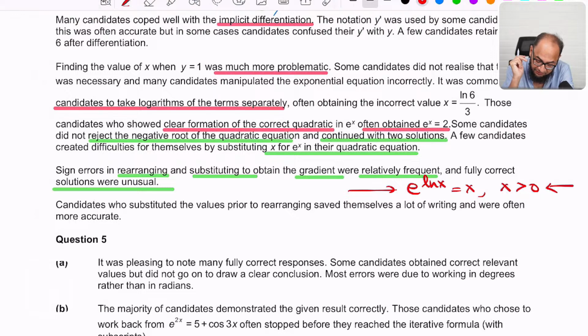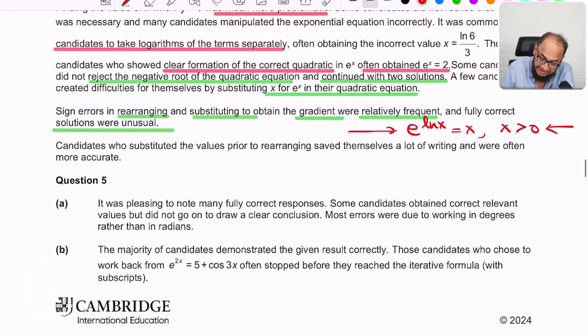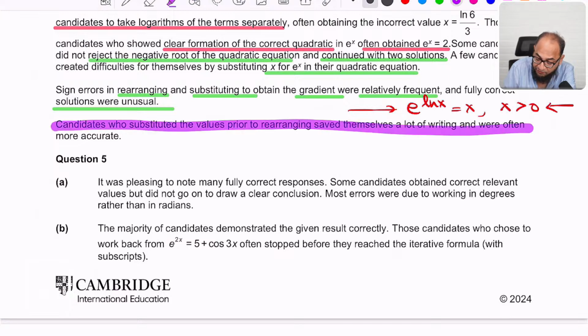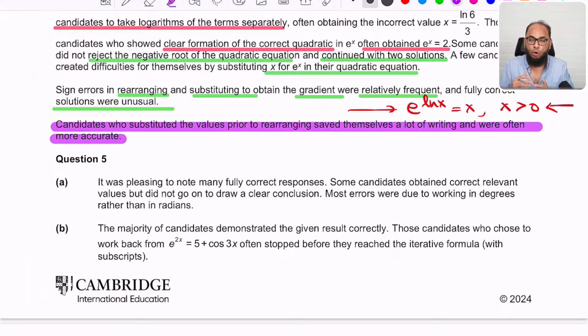Candidates who substitute their values prior to rearranging save themselves a lot of writing and were often more accurate. Yes, we are one of them because that's the correct way that I have taught you. There was no need of rearranging. Substitute in the value, make it the subject.